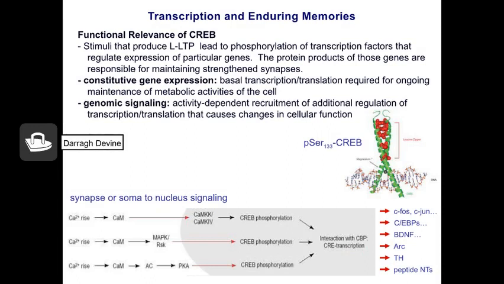Let's start by quickly reviewing Krebs, or again, cyclic AMP response element binding protein. It's a transcription factor that binds to DNA sequences called cyclic AMP response elements, or CRE, and thereby increases or decreases the transcription and thus the expression of certain genes. And those genes include CFOS, CJUN, BDNF, tyrosine hydroxylase, the rate-limiting protein, and many neuropeptides like somatostatin and kephalin and corticotropin-releasing hormone, and so on.